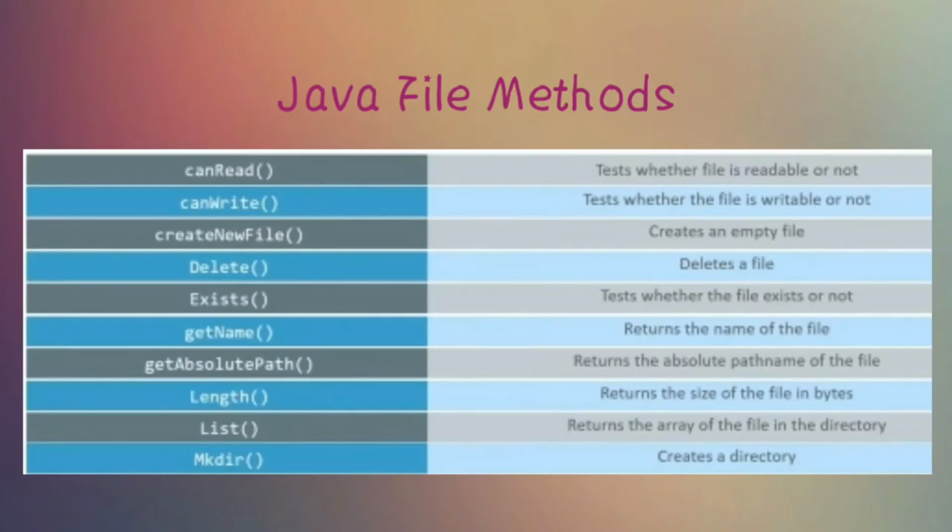Now, for the Java file methods, there are a lot of available methods in Java, and I have some examples below. First, canRead tests whether the file is readable or not. canWrite tests whether the file is writable or not. createNewFile creates an empty file. delete deletes a file. exists tests whether the file exists or not. getName returns the name of the file. getAbsolutePath returns the absolute path name of the file. length returns the size of the file in bytes. list returns the array of the files in the directory. And mkdir, which creates a directory.